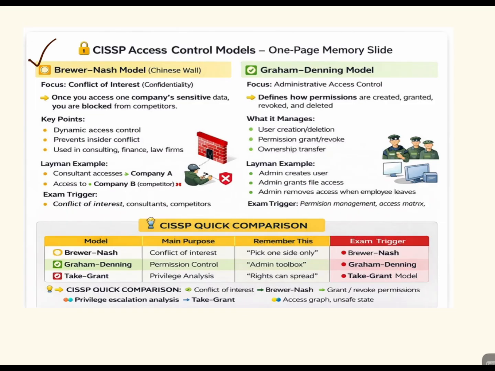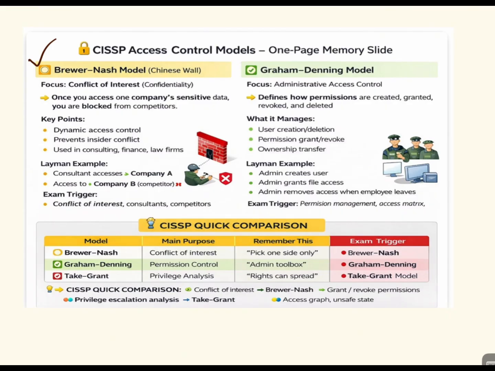A very real life example: a consulting firm. Scenario, consultant conflict. A consultant works with company A. The consultant accesses company A's confidential data. Later they try to access company B's data, which is a competitor of company A. So the system blocks access automatically. A Chinese wall goes up. So there is a wall between company A and company B.